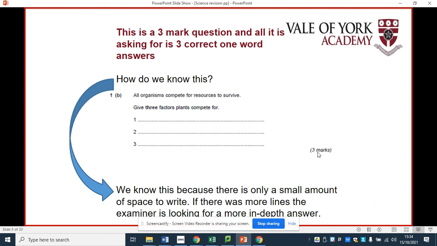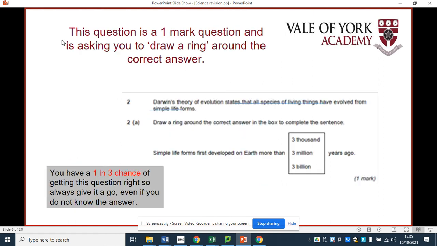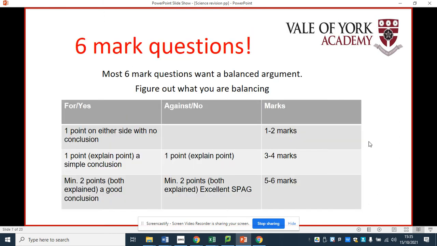For this question, it's 3 marks, and you have to think about the 3 factors. Think about how much information they want to give. So this line is not very long, so they're probably not asking you to write in full sentences. They just want a quick bit of information. Always read exactly what they want to do. And if you've got a question like this, you've got a 1 in 3 chance of getting the answer. Don't leave anything blank. Have a go. You probably know more than you think.